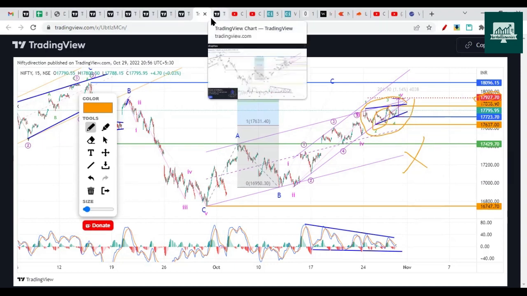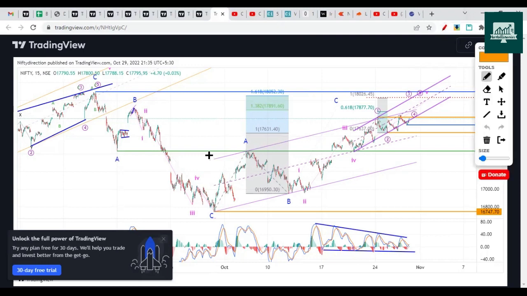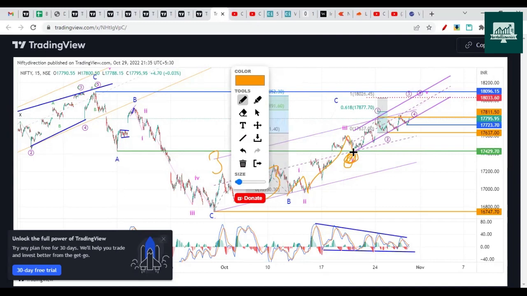So 3 cases we are going to discuss. This is the second case. The third case is like this. In the third case, we are again assuming the flat correction with 3, 3, and 5 waves on the upside, with 1, 2, 3, 4 completed here. The 4th completed here itself, and then the 5th wave has started, which again looks like an impulse structure. It started from here with wave 1, 2. Now the 3rd wave is pending.